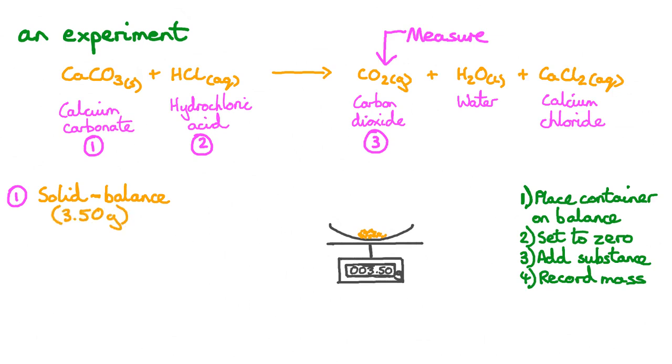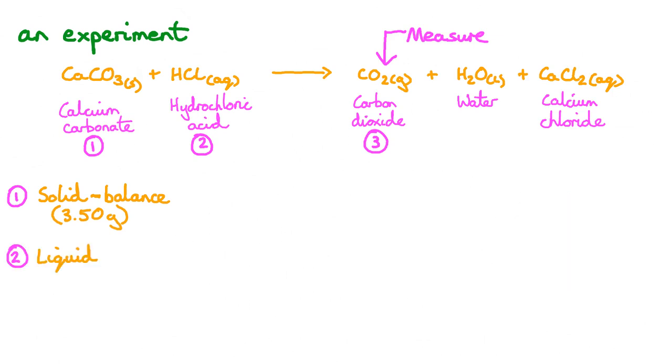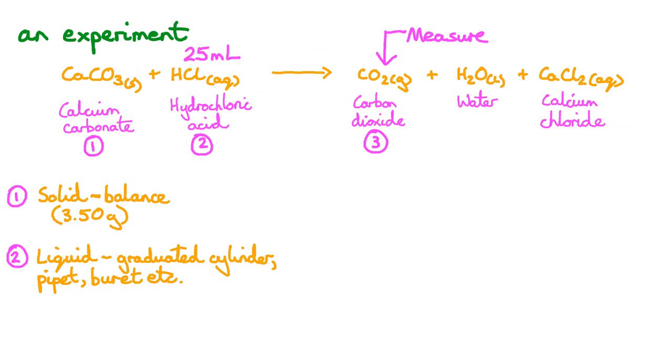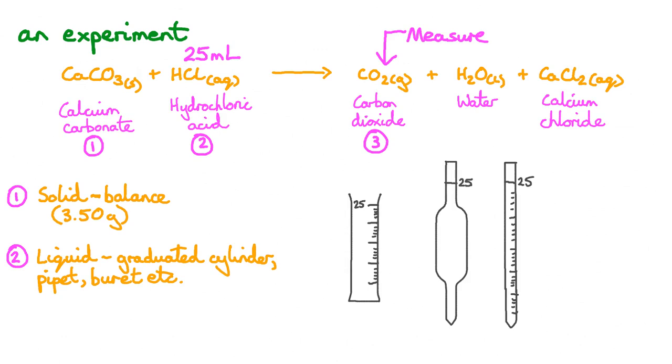Next, we need to measure out our hydrochloric acid. Because our acid is aqueous, this means measuring out a liquid. To measure a liquid, we could use a graduated cylinder, pipette or burette. The experiment tells us that we need 25 millilitres of hydrochloric acid. So we could use a 25 millilitre graduated cylinder, a 25 millilitre volumetric pipette, or a 25 millilitre graduated pipette. We could use a burette, but it's not the best piece of equipment for this.